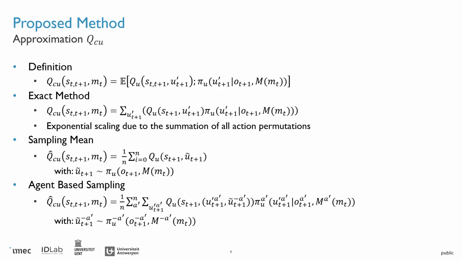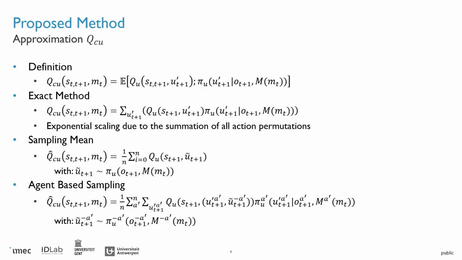In this exact method, we sum over all possible action permutations and calculate the utility for an action permutation, which is multiplied by the chance of selecting this action permutation by the different policies. The computation time for this will scale exponentially, which is of course undesirable, which is why we looked at two alternative approximation methods. First, we look at sampling mean, in which we sample the action permutations from the different action policies, and we look at the utility this represents. These utilities will be averaged out, which will lead to an approximation for the real QCU value.